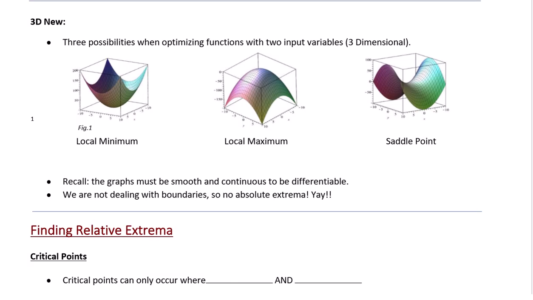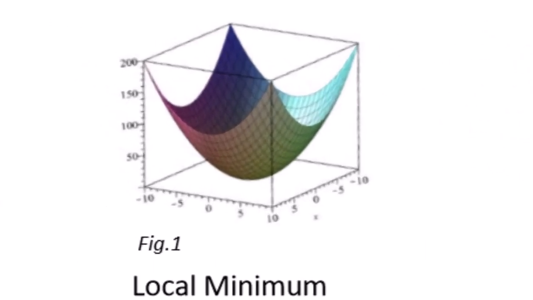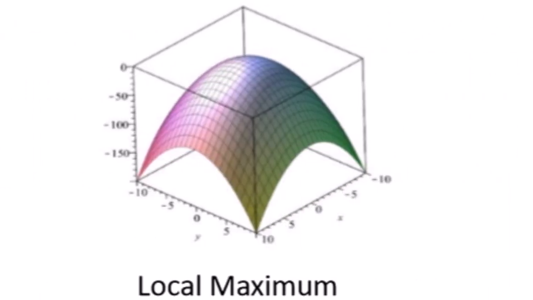When we're looking in a 3-dimensional picture, there's actually 3 possibilities when optimizing these functions with 2 input variables. In other words, it has 2 input variables and 1 output variable, thus 3-dimensional. The figure on the left shows a local minimum. It's like the bottom of a bowl. The second picture shows a local maximum, like the top of an umbrella.